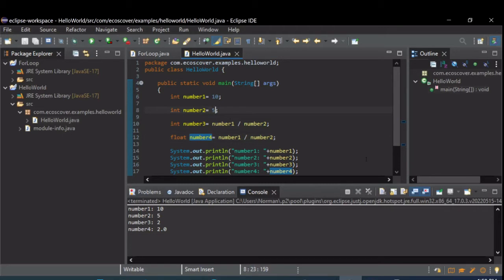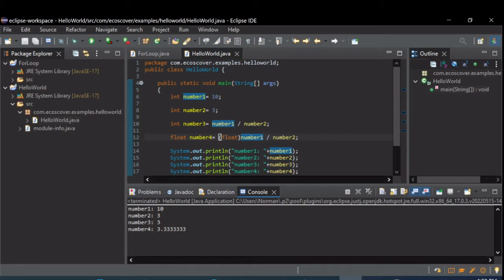Now, things happen though when it doesn't divide evenly. For instance, 10 divided by 3. Now when I run this, you're going to see that number 3 is 3 and number 4 is also 3. Well, I got a little problem in my code here. I need to cast one of these to a float. Okay, that's more interesting.